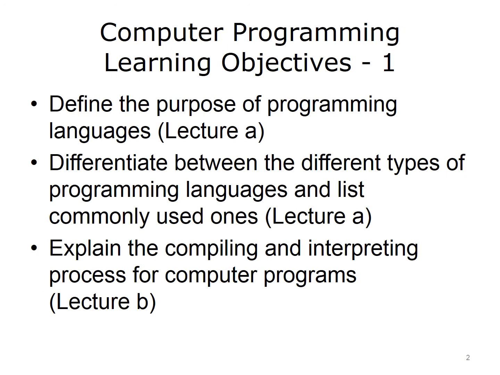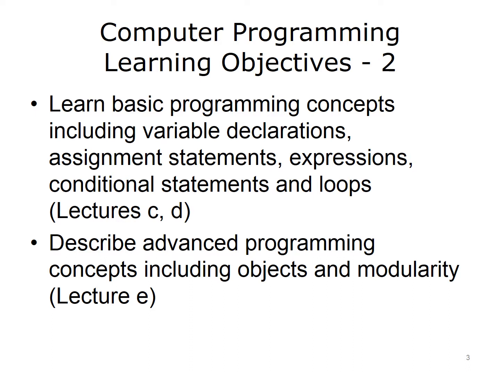The learning objectives for this unit, computer programming, are to define the purpose of programming languages, differentiate between the different types of programming languages, and list commonly used ones. Explain the compiling and interpreting process for computer programs. Learn basic programming concepts, including variable declarations, assignment statements, expressions, conditional statements, and loops. And describe advanced programming concepts, including objects and modularity.